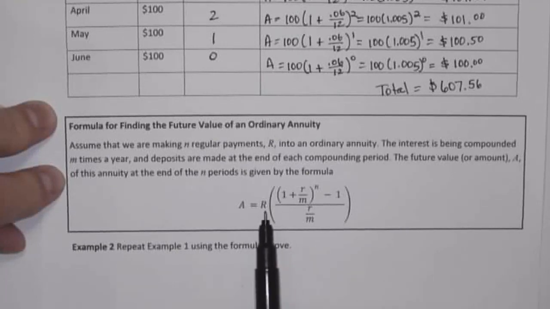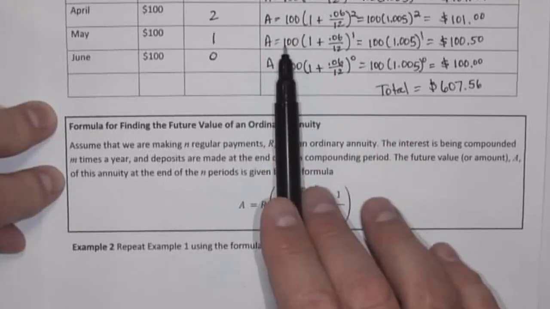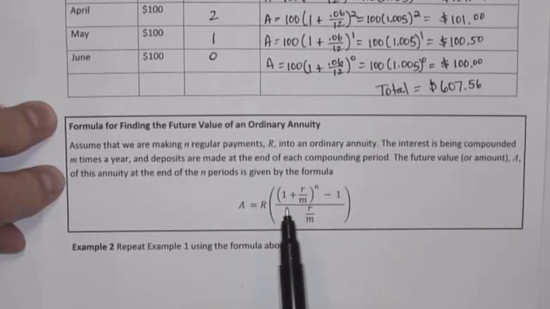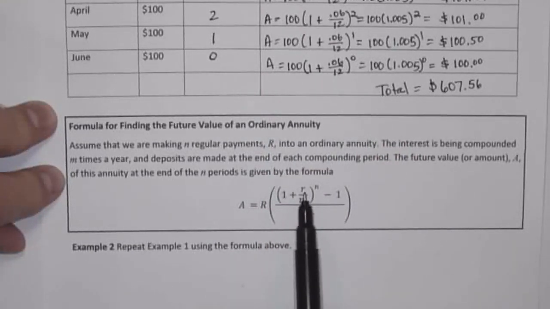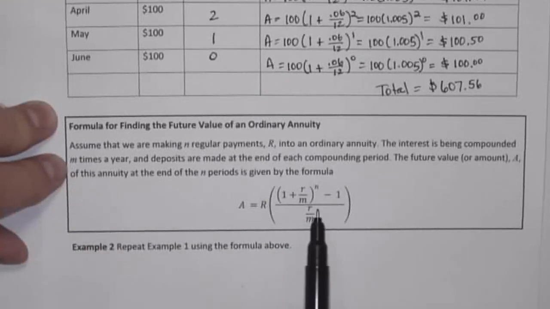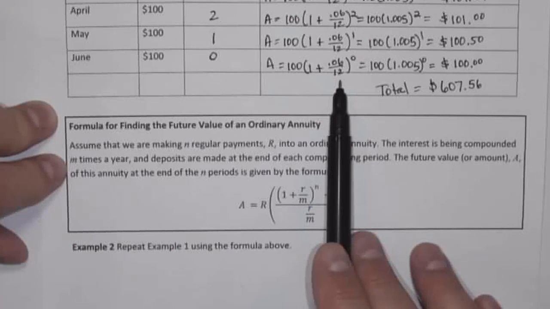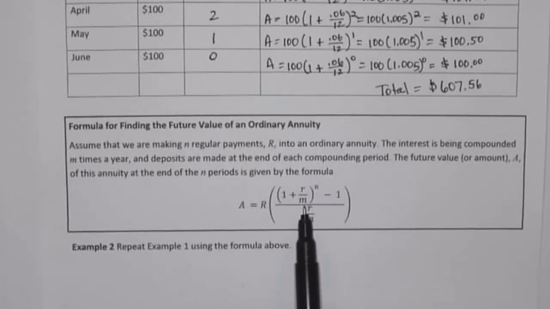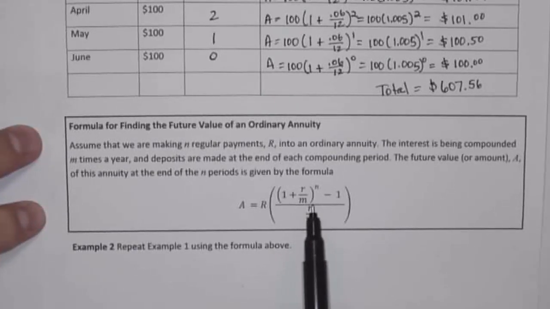R is the amount of our regular payments, so like in this example here, that's the $100. The lowercase r is the interest rate written in decimal form. M is the number of times we're compounding per year, so that's like the 12 here because we're compounding monthly. So that would be 12 for monthly, 4 for quarterly, once for annually, and so on, like in the other examples we've been looking at.